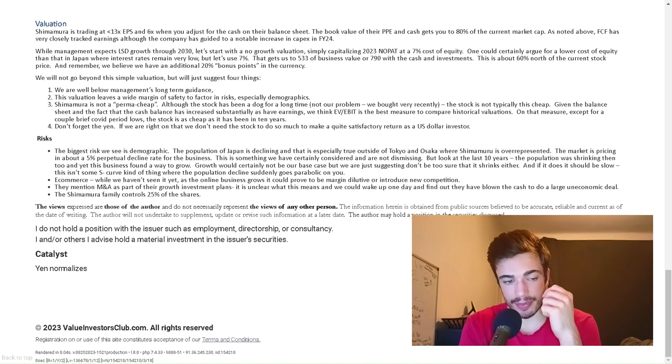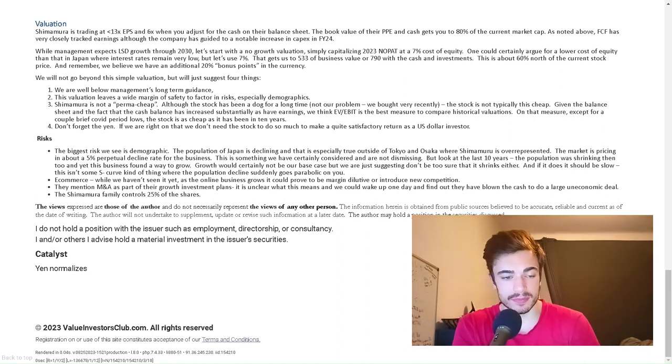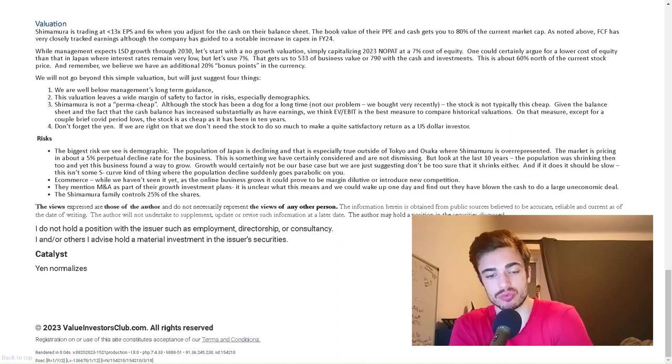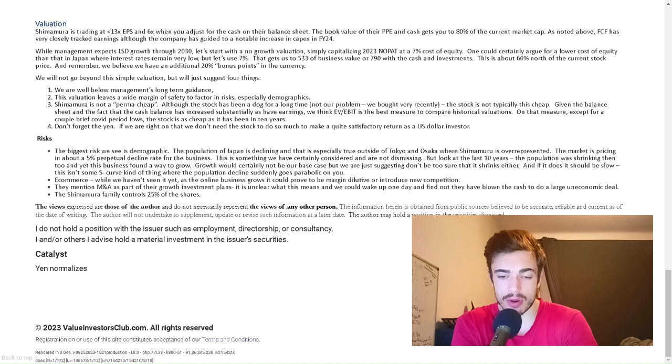Risks. The biggest risk we see is demographic. The population of Japan is declining, and that is especially true outside of Tokyo and Osaka, where Shimamura is overrepresented. The market is pricing in about a 5% perpetual decline rate for the business. This is something we have certainly considered and are not dismissing.